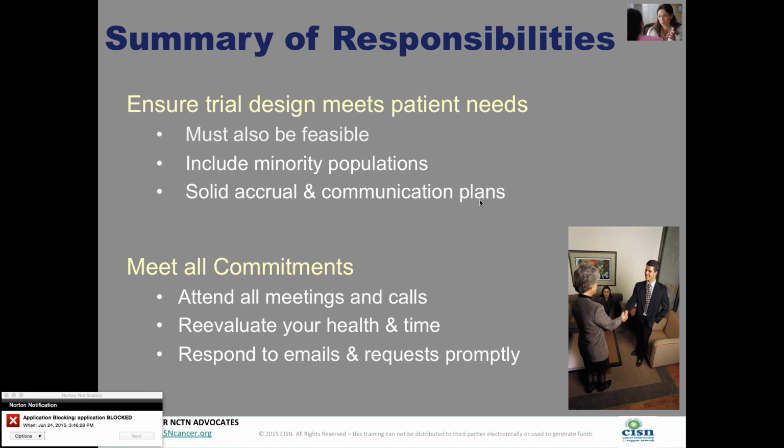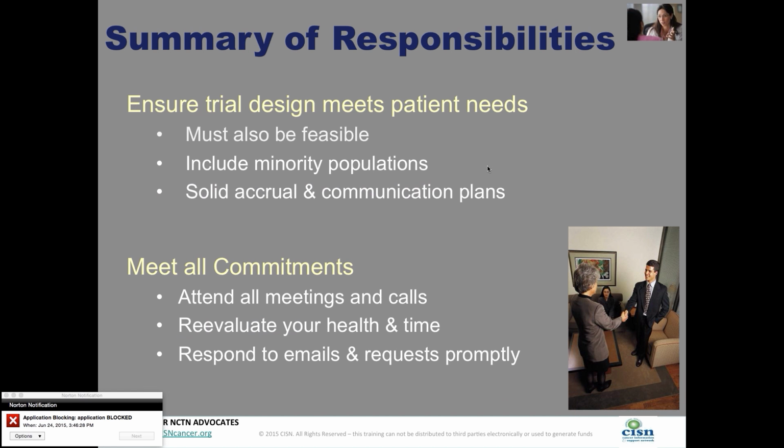So let's do a summary of responsibilities. It's really up to us to ensure that that trial design meets patients' needs, that by the time it comes out of that group, it's well designed, that it's feasible, that it includes a diverse population, outreach strategies, accrual and communication plans. It's also important that we meet all of our commitments. So while we're providing input, we have to do that by attending all the meetings and calls.